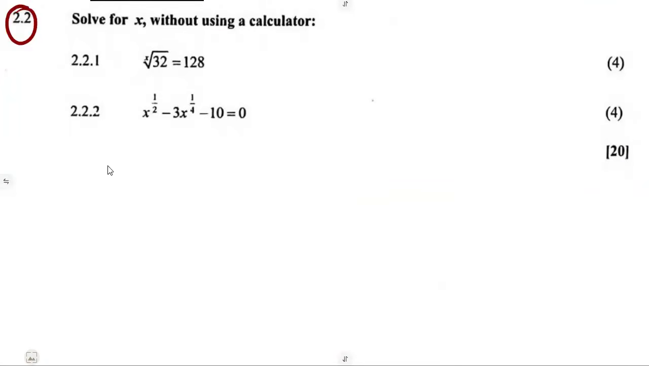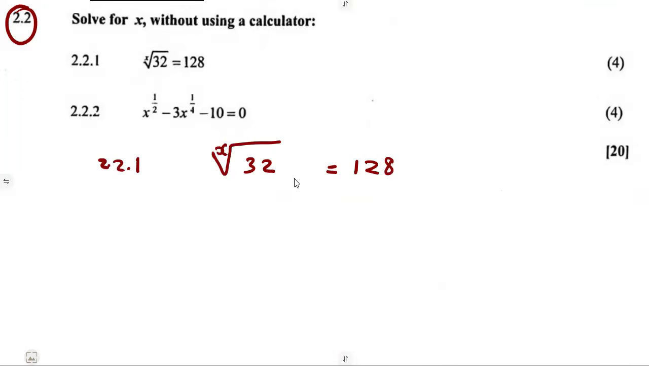All right, so for x. Okay, so let's see 2.21, we are getting the x root of 32, which is equal to 128. How can the x root of 32 be equal to 128? What is that x that we are talking about?